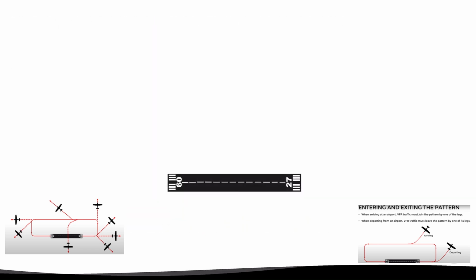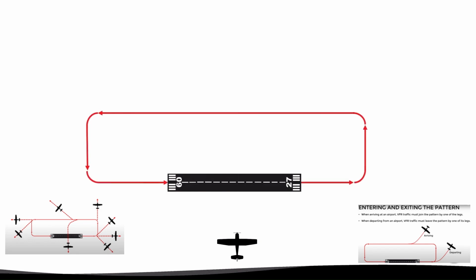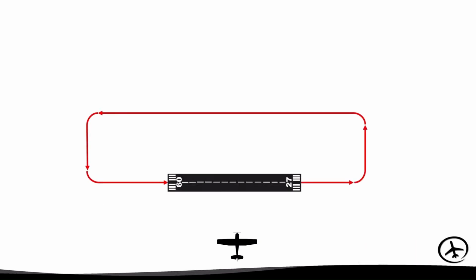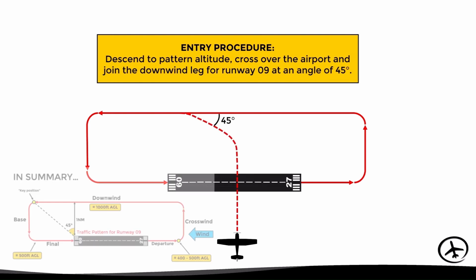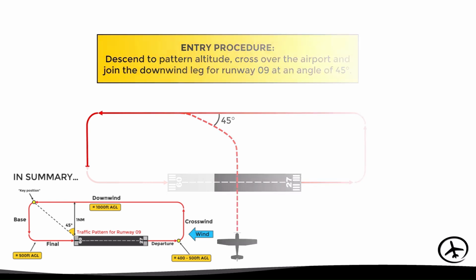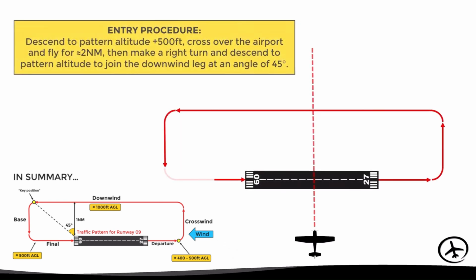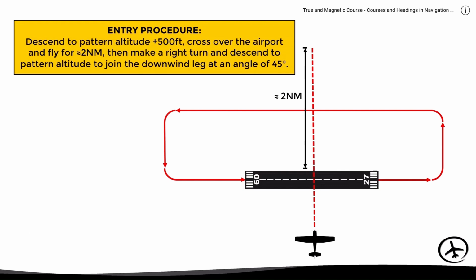For example, let's say that this aircraft is coming from this direction and wants to enter the left-hand pattern for runway 09. So according to the recommended techniques, the procedure could be to descend to pattern altitude, cross over the airport and join the downwind leg at an angle of 45 degrees. However, another option is to descend to pattern altitude plus 500 feet, cross over the airport and fly for approximately 2 nautical miles, which is twice the pattern distance, then make a right turn while descending to pattern altitude to join the downwind leg.